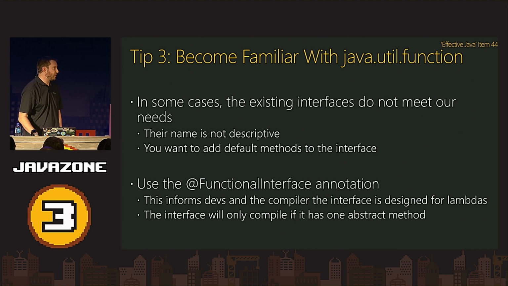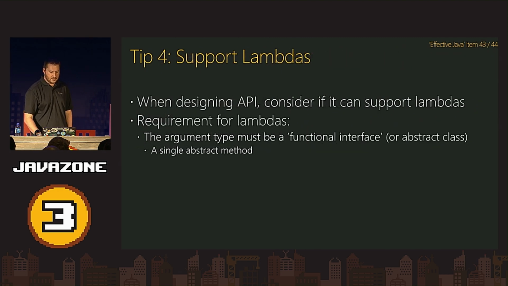So I've already spoken about the functional interface. Make sure you make use of it. Otherwise, you eventually might break your build or break your users. So speaking of lambdas, this is tip number 4. I just really wanted to race through this one.